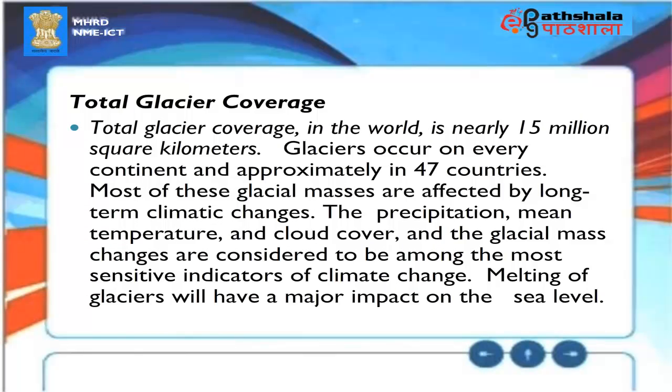Total glacier coverage. Total glacier coverage in the world is nearly 15 million square kilometers. Glaciers occur on every continent and approximately in 47 countries. Most of these glacial masses are affected by long-term climatic changes. The precipitation, mean temperature, and cloud cover, and the glacial mass changes are considered to be among the most sensitive indicators of climate change. Melting of glaciers will have a major impact on the sea level.